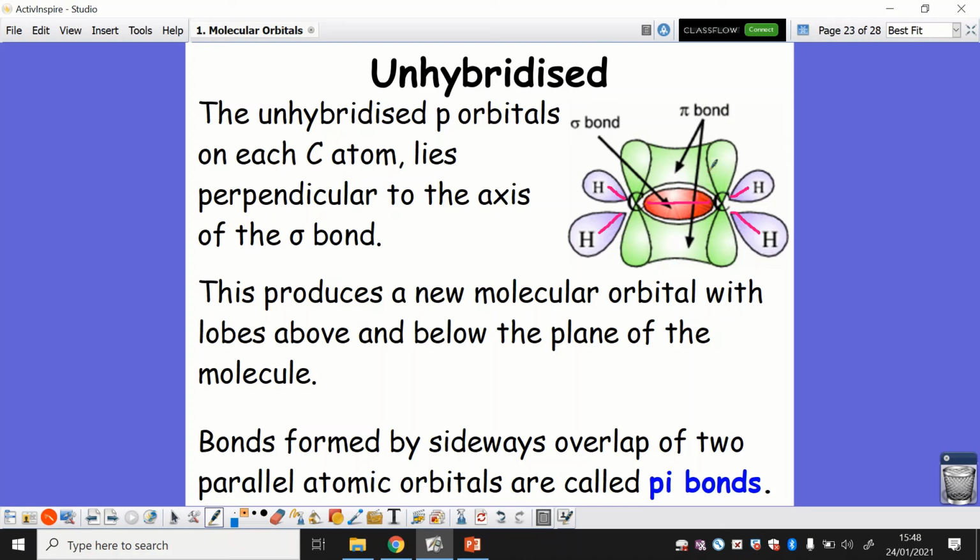These bonds are formed by sideways overlap, so not end-on overlap, which we see in a sigma bond. They are sideways, so they come one on top of the other, vertically almost, not horizontally.